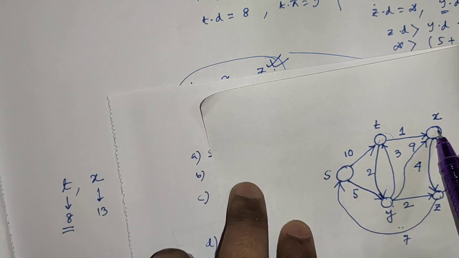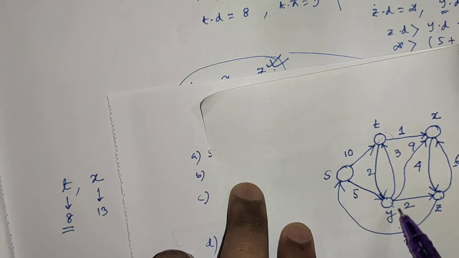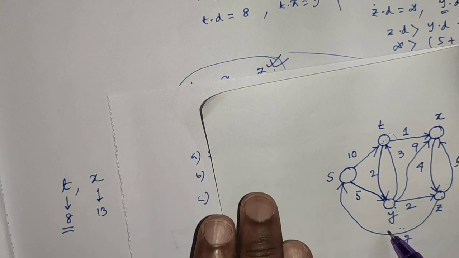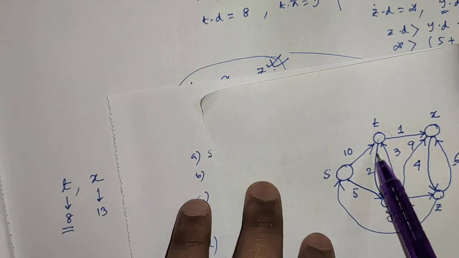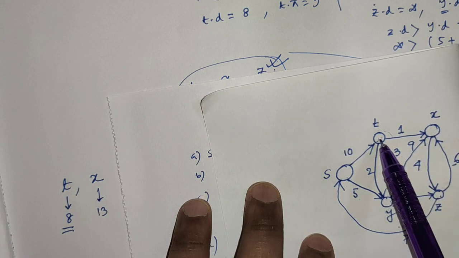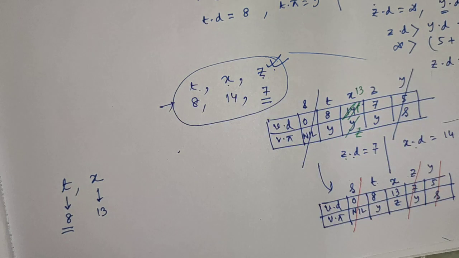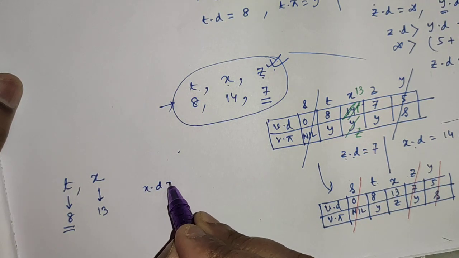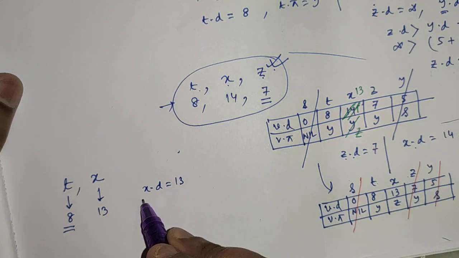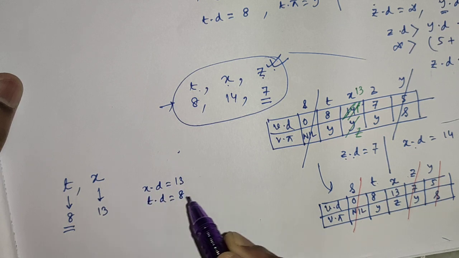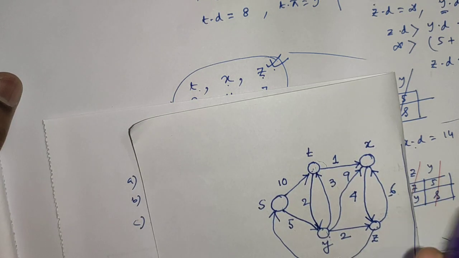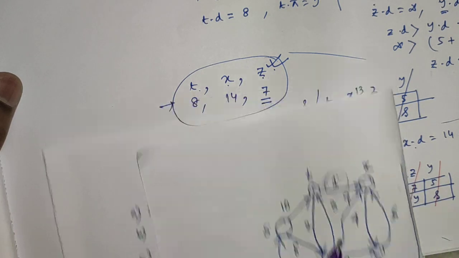So the first adjacent is x, the second adjacent was y, but you cannot consider y because y completes its execution, because I told you once the vertex completes its execution you cannot take it back. So only the vertex x is the adjacent of t. Okay, so write d value of x, which is 13, d value of t, which is 8, w of t to x from the graph is 1 unit.